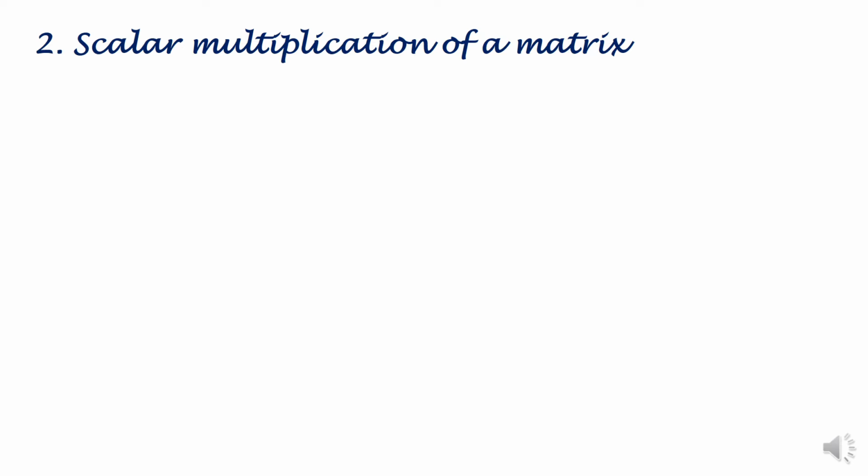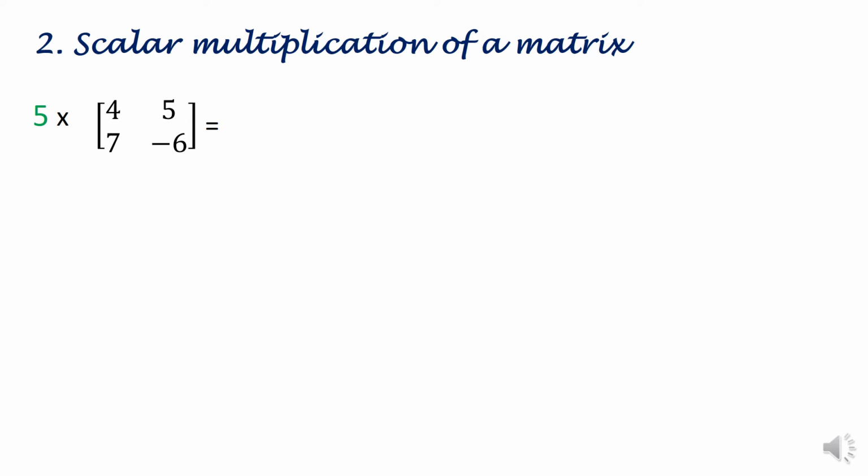Now what is a scalar? A scalar is any number given to us. Consider any number, say 5. Suppose we want to multiply 5 to a given matrix. This can be done by multiplying 5 to all the elements of the given matrix that is there.